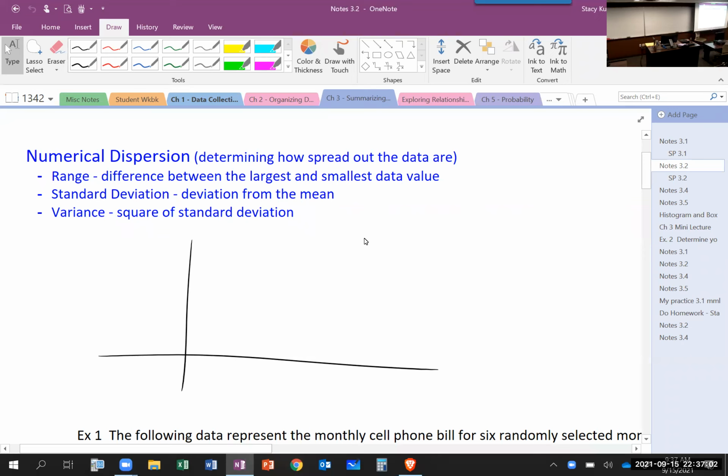All right, so we are talking today about measures of dispersion. If we talked about measures of central tendency on Monday, what were the measures of central tendency? Mean, median, and mode. And they measured the center of our data distribution, right?